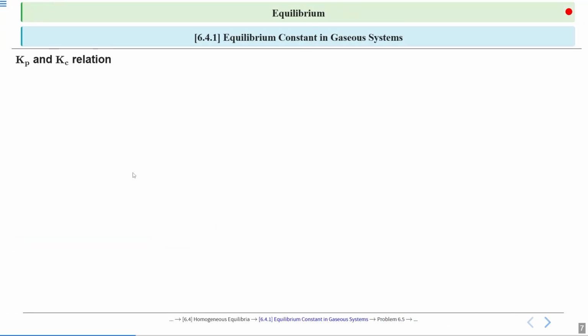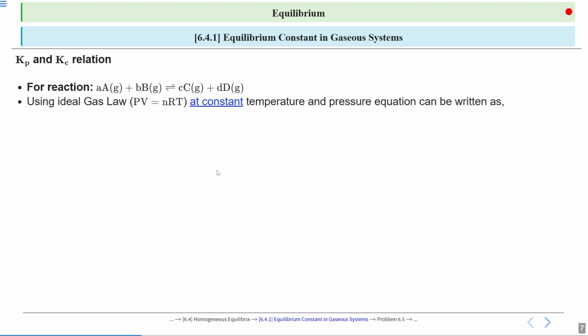Now we will try to develop a relationship between Kp and Kc, if we know both of them. Suppose this was the reaction that we have taken, A plus B giving us C plus D, and we have derived the Kp value for the same. Now if we use the ideal gas equation, which is PV equals nRT, and we write it at constant pressure and constant temperature, then we can say that P is equal to CRT.